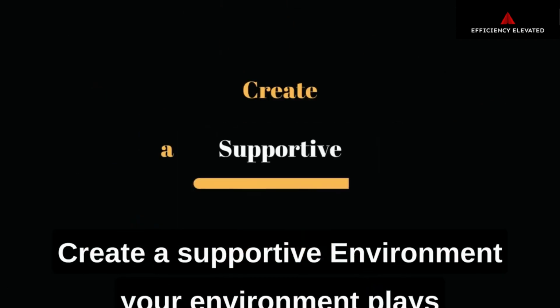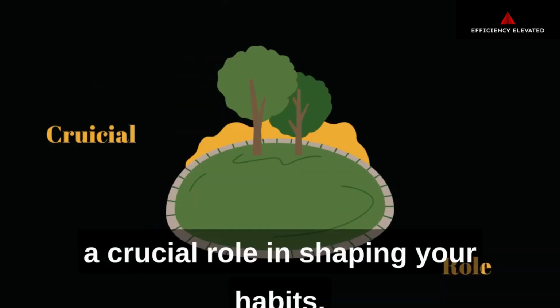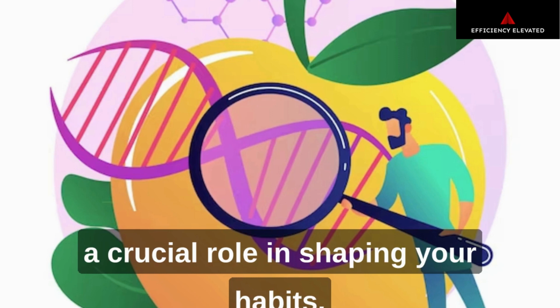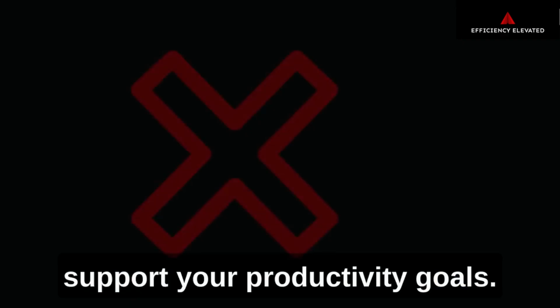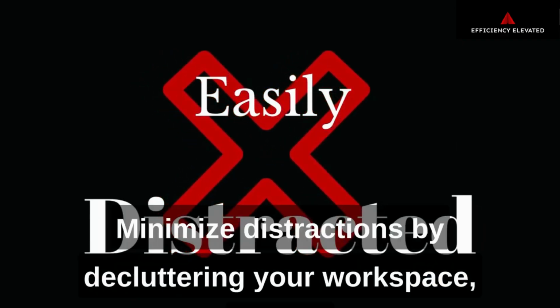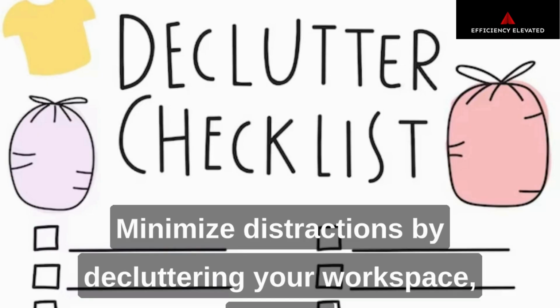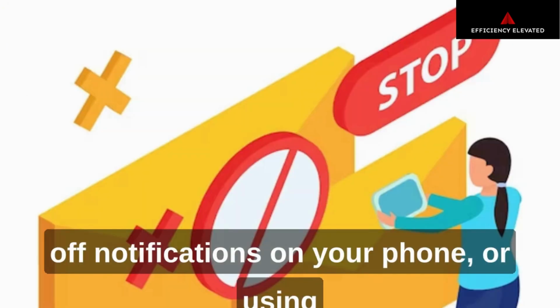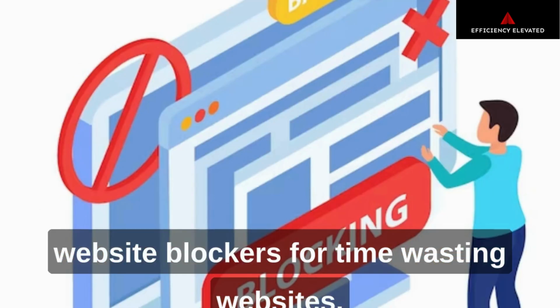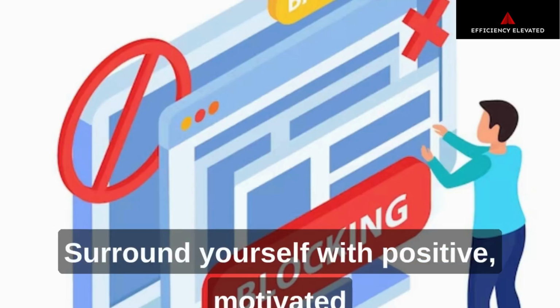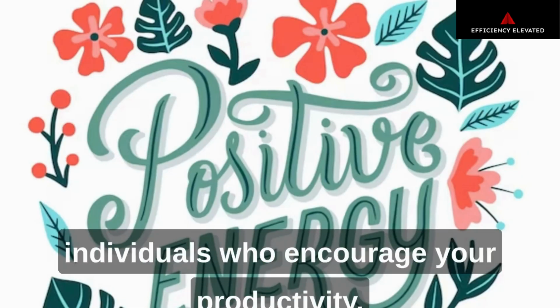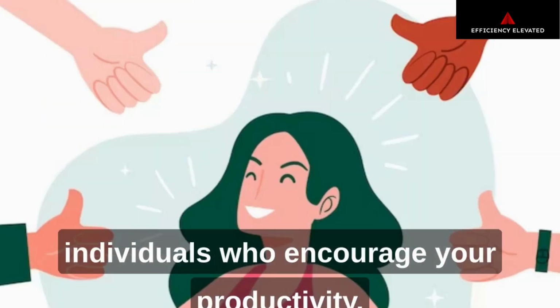Create a supportive environment. Your environment plays a crucial role in shaping your habits. Modify your surroundings to support your productivity goals. Minimize distractions by decluttering your workspace, turning off notifications on your phone, or using website blockers for time-wasting websites. Surround yourself with positive, motivated individuals who encourage your productivity.